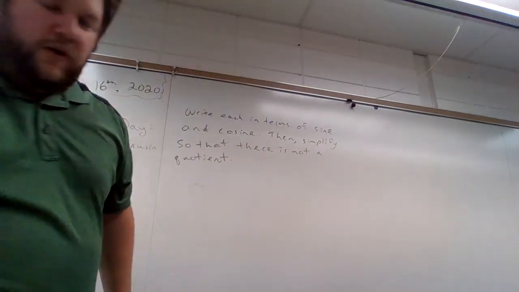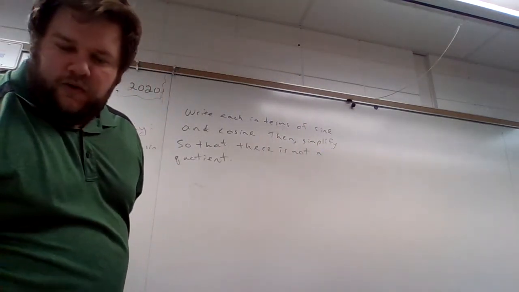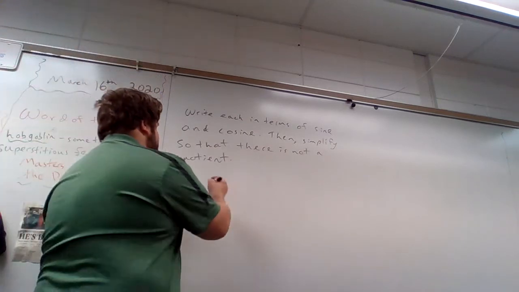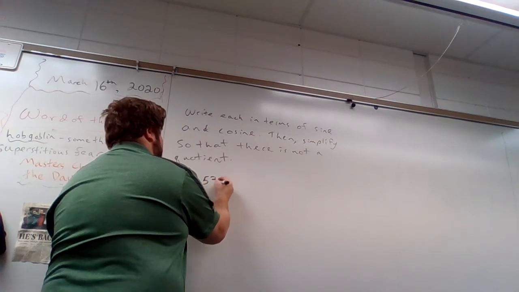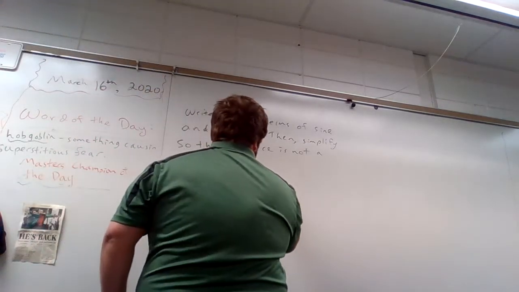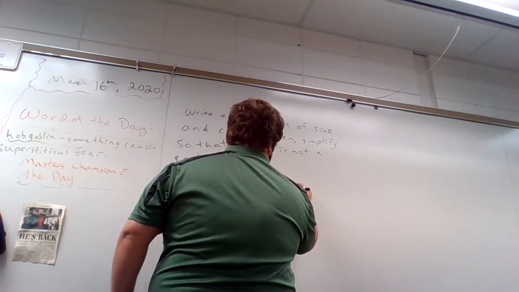Okay, so let's show some easy ones. This is in section 5.1. We're really just doing what we need to do from 5.1 and nothing more. Okay, so this is number 53. Cotangent theta times sine theta.